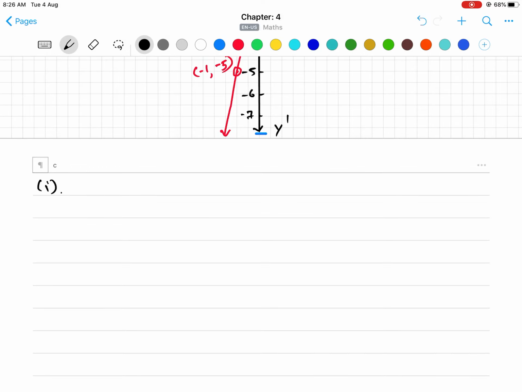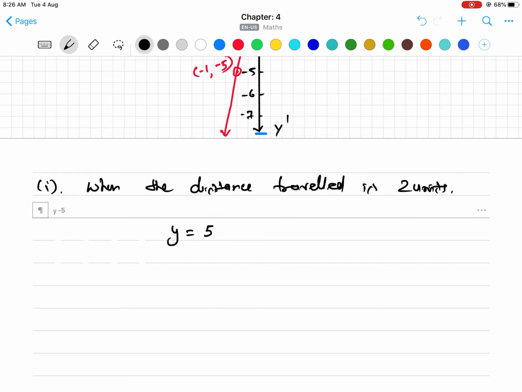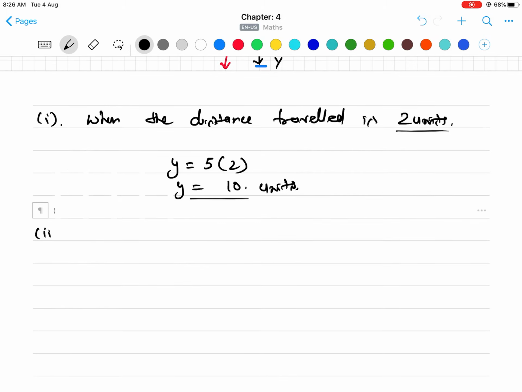Part 1, you're asked when the distance traveled is 2 units, we are asked to find work done. Work done is given by y equals 5x. So in the place of x we'll write 2. So y will be equal to 5 into 2 is equal to 10. So work done will be equal to 10 units.